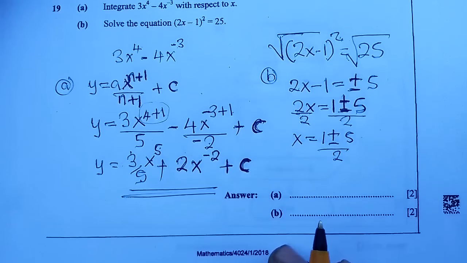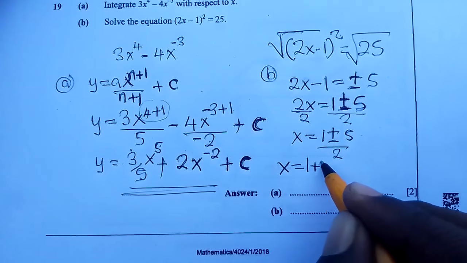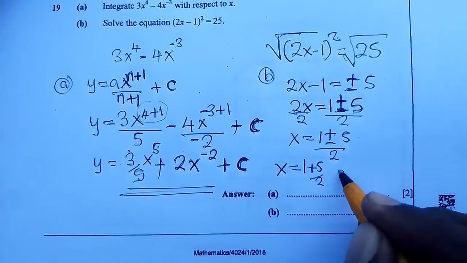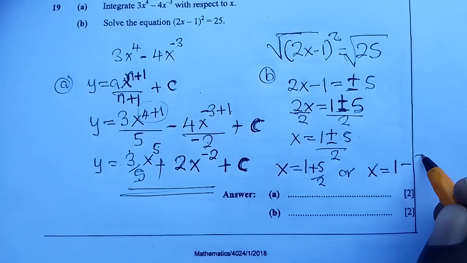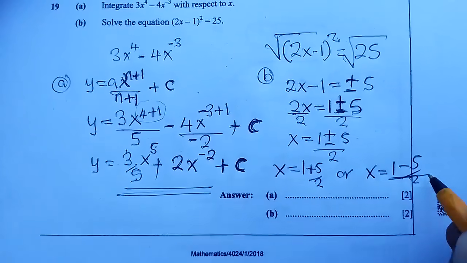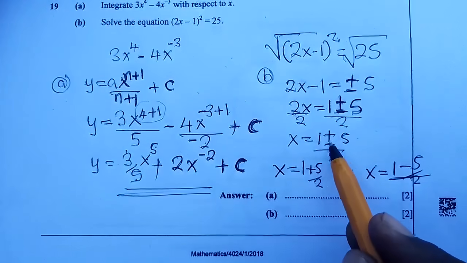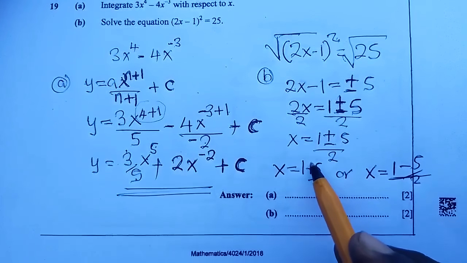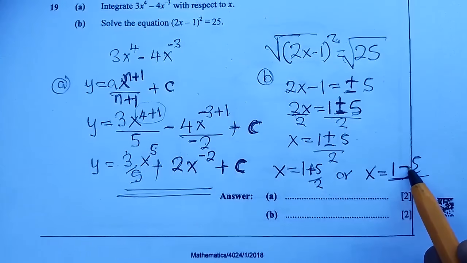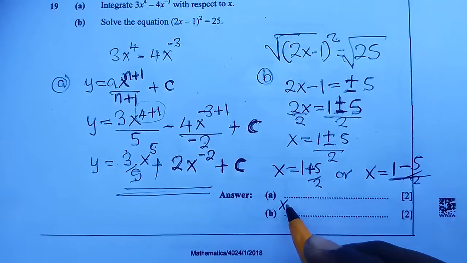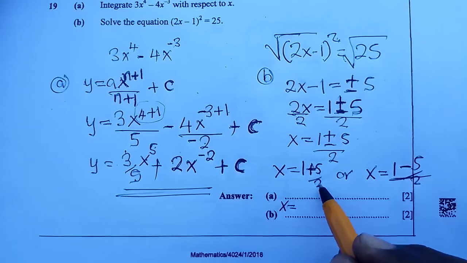After this, you say x is equal to (1 plus 5) over 2, or x is equal to (1 minus 5) over 2. So the two answers, the plus or minus: here you put plus, on the other side you put minus. So x is equal to, what is 1 plus 5? 6. 6 divided by 2 is 3.